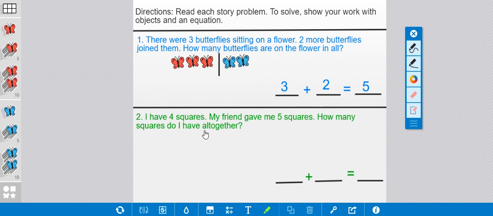So again, the word all together is an important word in my sentence, and it tells me that I need to add up all of my squares. So that's what I'm going to do.